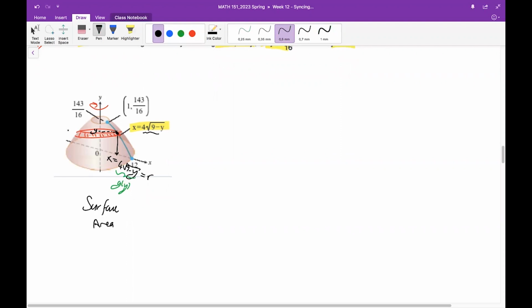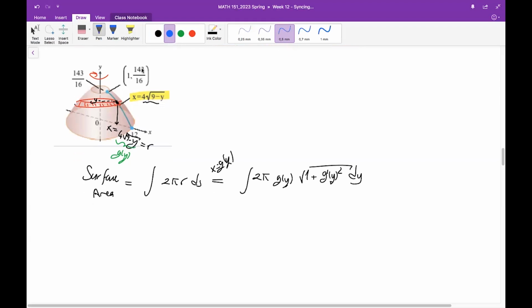So the surface area, which is the brown parts on the picture, is 2 pi r ds. Now I am choosing the second path, x equals g of y path, remember? So radius is given by g of y. And then the expression for ds goes like square root of 1 plus g prime of y squared dy. This is the cool formula. Now let's write the details.